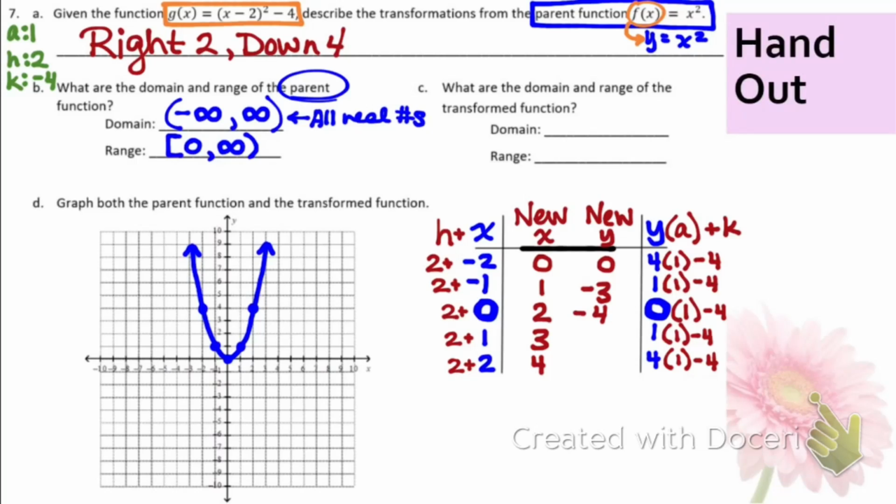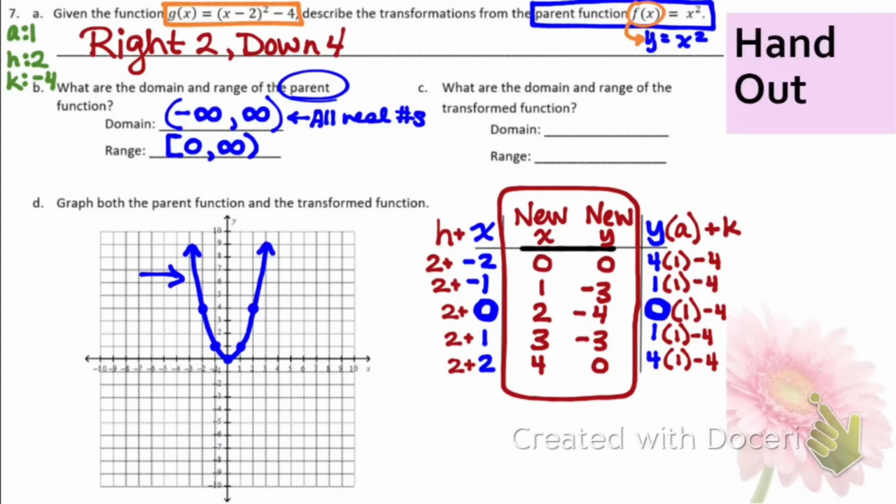What happens after that? They start to repeat, right? They're going to be a reflection on the other side. So I get -3 again, and I get a 0 again. Or I can pop them in my calculator to verify that. These are the points we are going to plot for our transformation.